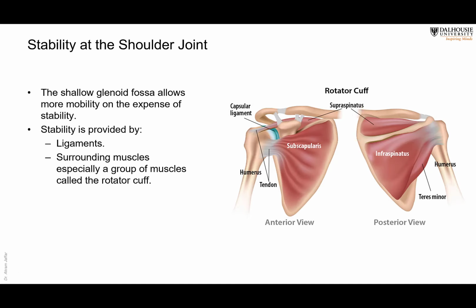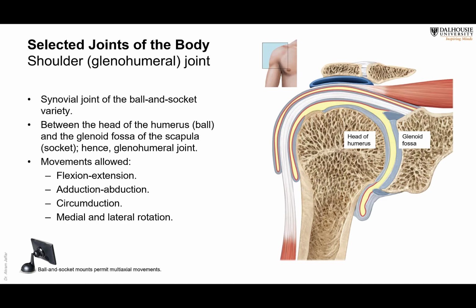One of the factors that causes stability of the joint is the shape of the articular surfaces. So as you can see here, the glenoid fossa is not that deep, and it is small in comparison with the head of the humerus. So this will give more mobility to the shoulder joint at the expense of stability. Stability of this joint, the shoulder joint, depends more on muscles.